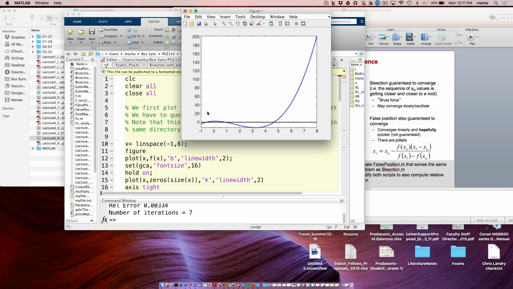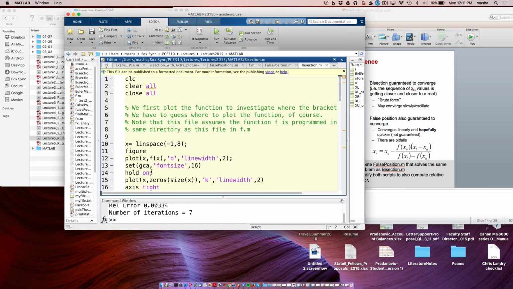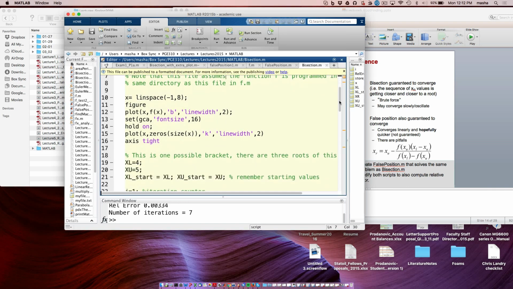So this first portion just plots the function, and if you remember, this is the function that actually has 3 roots. There is one between 4 and 5, there's one between 0 and 2, and there's another between -1 and 0. Okay? So this first part, I'm just plotting to find the bracket. Now I choose the bracket, so I say, okay, 4 and 5 is my bracket, so my starting left and upper points are 4 and 5.